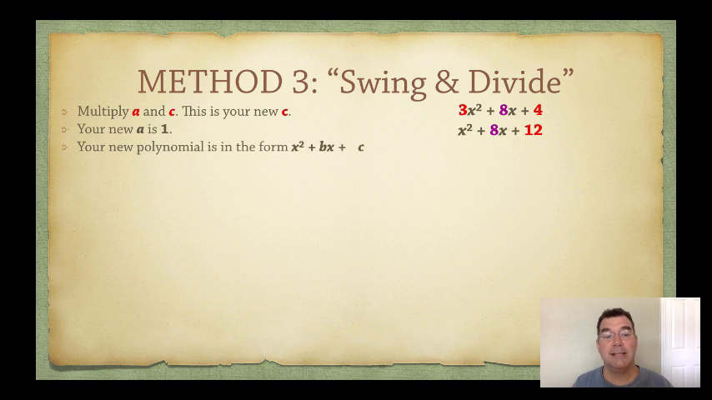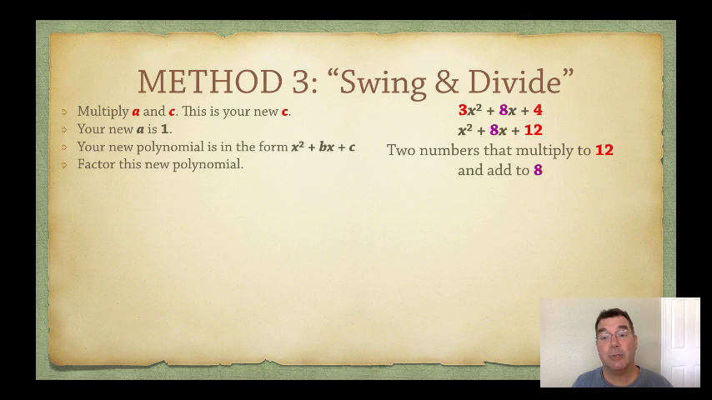And now, since I know how to factor things more quickly if they have a leading coefficient of 1, I'm going to factor this by doing what I've always done. I need two numbers that multiply to give that last number, which is 12, and add to give 8. So those numbers are 2 and 6. So my factorization of the polynomial that I created is x plus 2 times x plus 6.